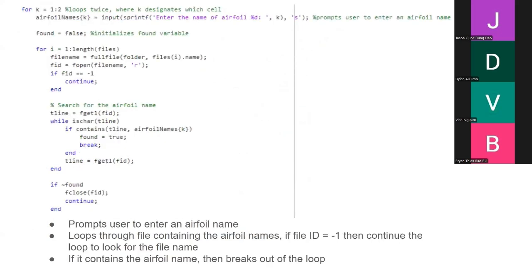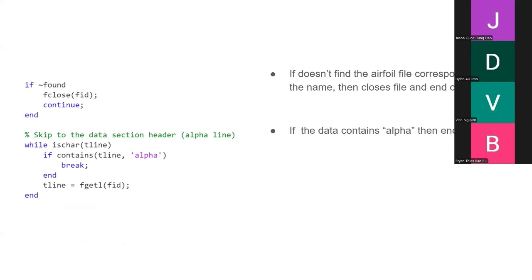This part of the code prompts the user to enter an airfoil name, and then it loops through the file containing airfoil names. If the file ID equals -1, it continues to loop for the file name. If it contains the airfoil name, it breaks out of the loop. If it doesn't find the airfoil name, it closes the file and ends the loop. And if the data contains alpha, which is angle of attack, then it also ends the loop.